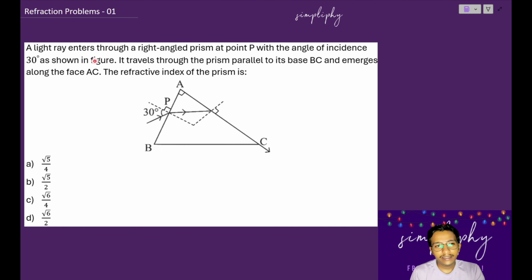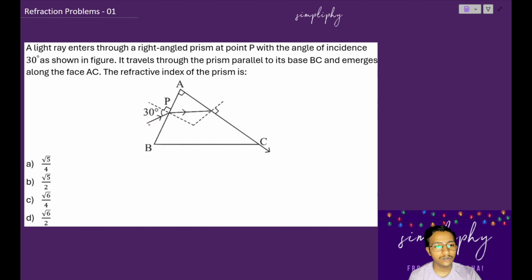A light ray enters through a right angle prism at point P with angle of incidence 30 degrees, as shown in the figure. It travels through the prism parallel to its base BC and emerges along the face AC. The refractive index of the prism is... a quite intriguing problem actually.